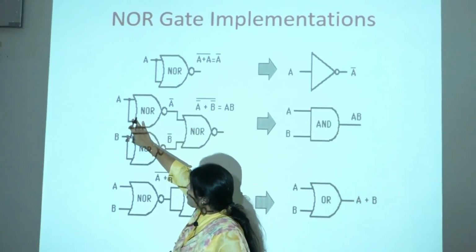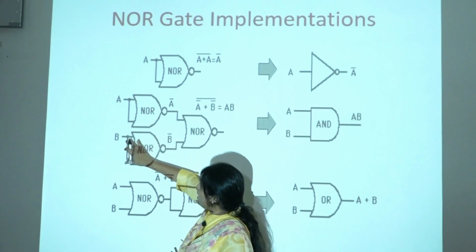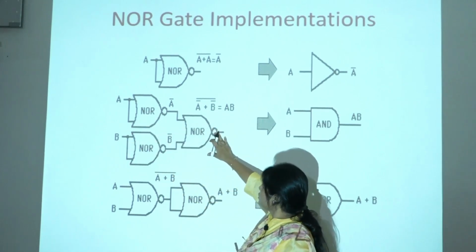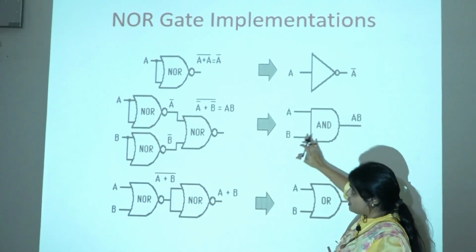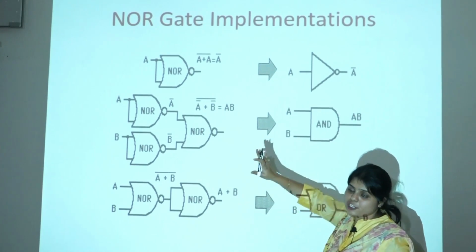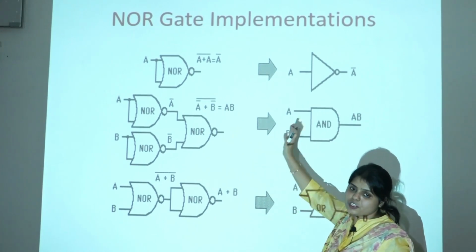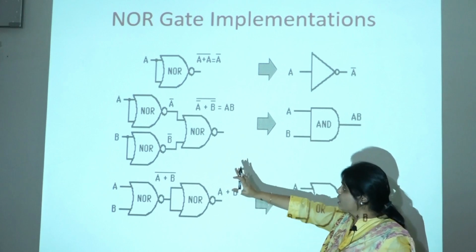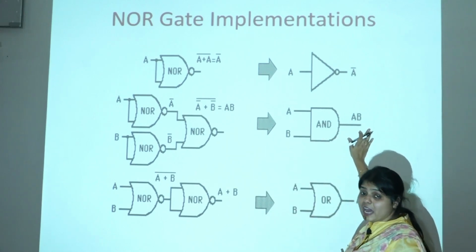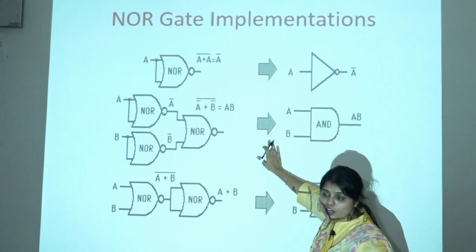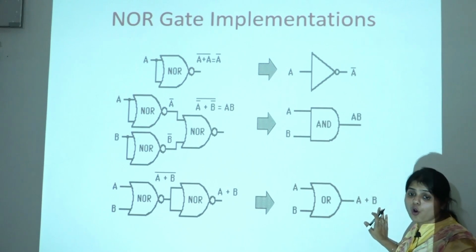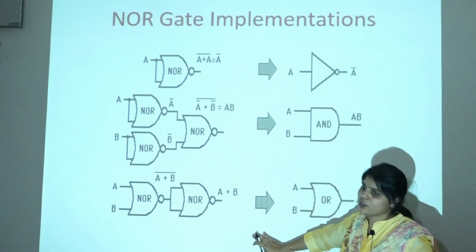Shorting one input to one OR gate, another input to another NOR gate, and giving them together, we will be getting an AND gate. This is reverse. That is addition operation. This is addition operation, that is multiplication, right? So this is how we get AND operation using NOR. This is how we get OR operation using NOR.